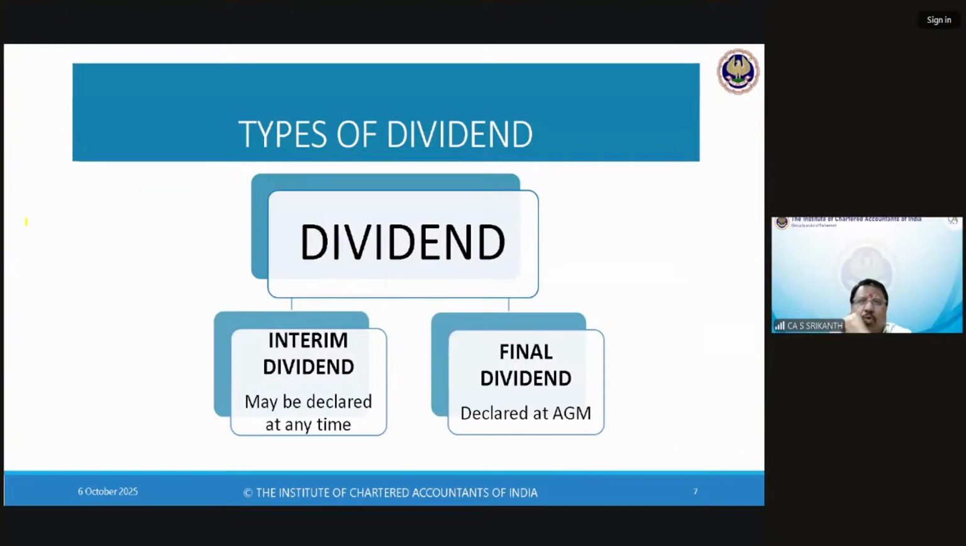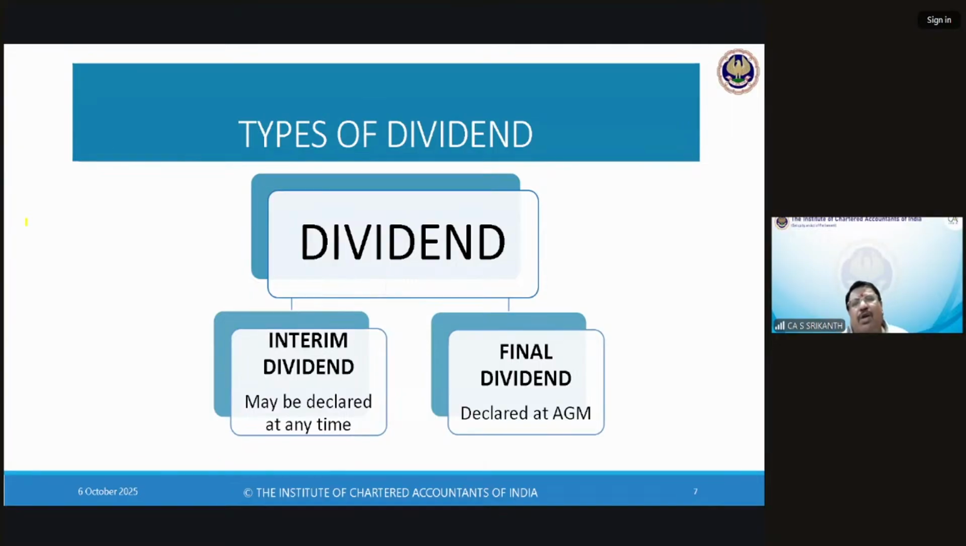Dividend, as we saw, can be of two types: interim dividend and final dividend. Interim dividend may be declared at any time during the year, before the AGM. Final dividend will be declared only at the AGM. So from the beginning of the financial year, 1st April onwards, you can declare interim dividend anytime.